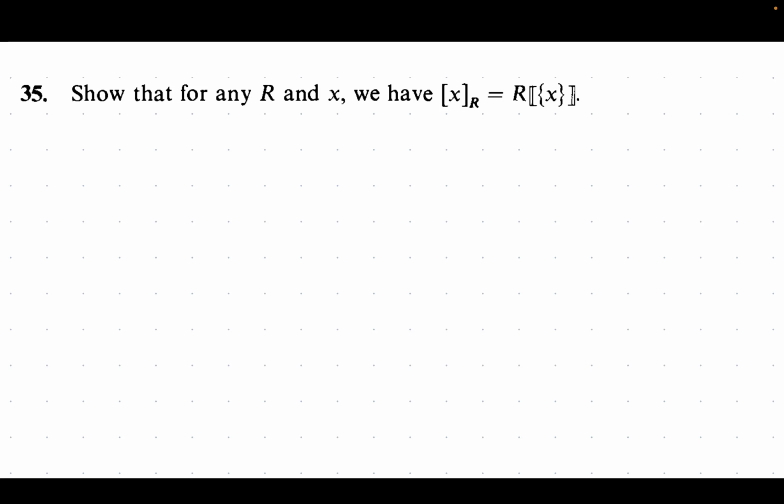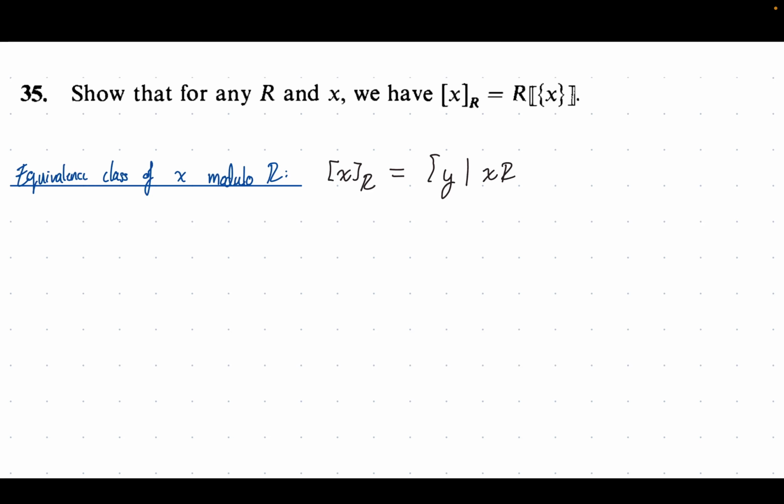This is called the equivalence class of x modulo R. If you've taken abstract algebra before, you might have some intuition as to what this is. But if not, we'll define it very clearly in just a second. Okay, so this is going to be the set. These square brackets, subscript R, is equal to the set of y such that x R y.